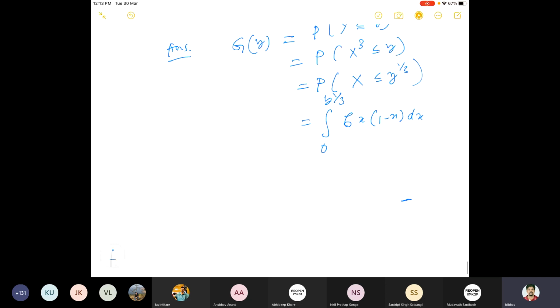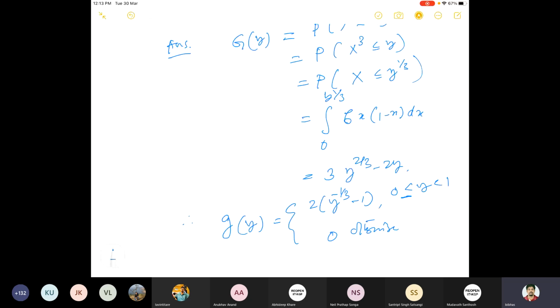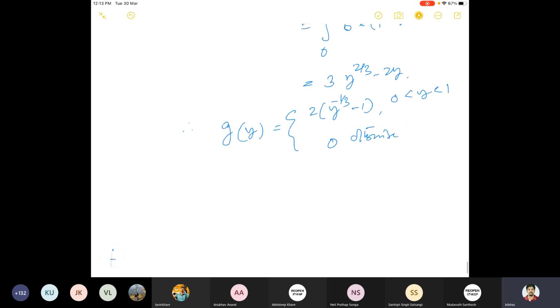So 0 to 1, and here is 0 to y to the power 1/3, whatever the value of y is. And so this will be 3y to the power 2/3 minus 2y. So therefore we can say that g(y), the PDF of y, is equal to 2y to the power minus 1/3 minus 1 when 0 < y < 1 and 0 otherwise. So this is how we'll proceed when we have this distribution technique. Okay, so first we find the distribution function and then we take a derivative.